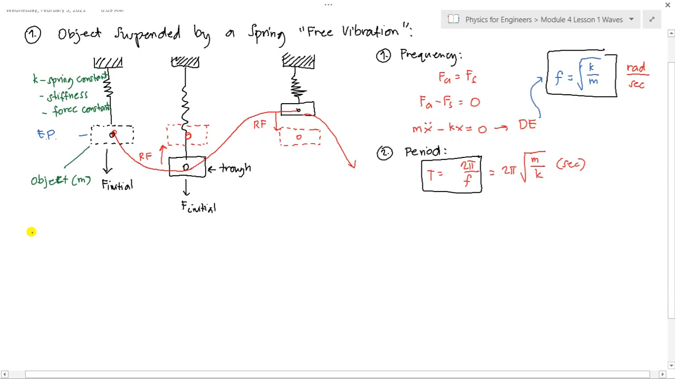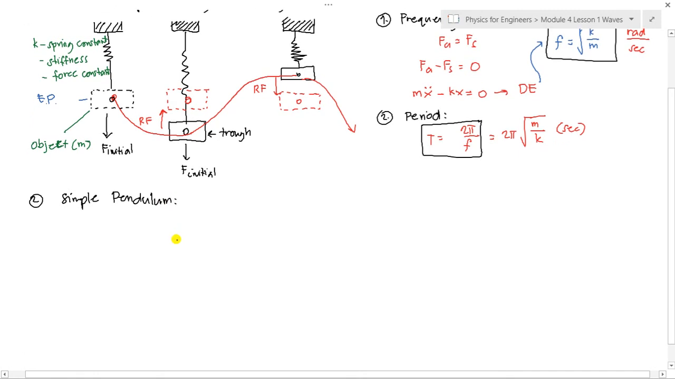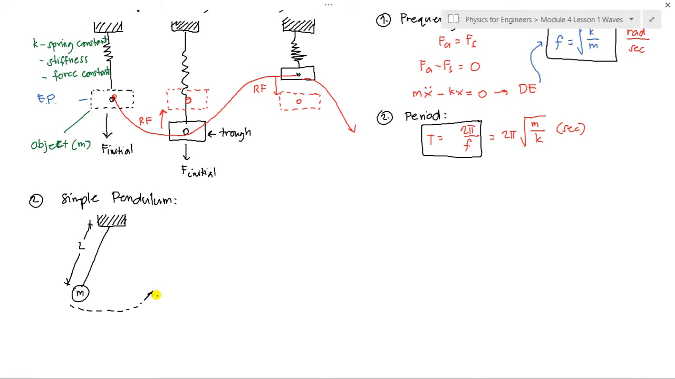Second, for simple harmonic motion, we have the simple pendulum. In a simple pendulum, we have an object suspended by a string. You have here an object with mass m and a string with a certain length. The simple pendulum swivels back and forth, left then right, upward, left, and right. Its equilibrium position is at the center. If there is no external source, it just hangs by itself there.